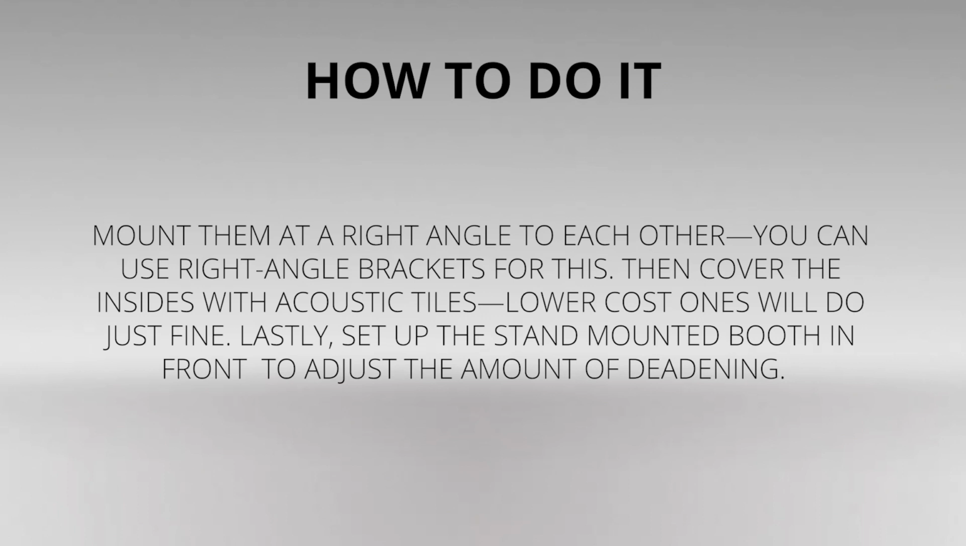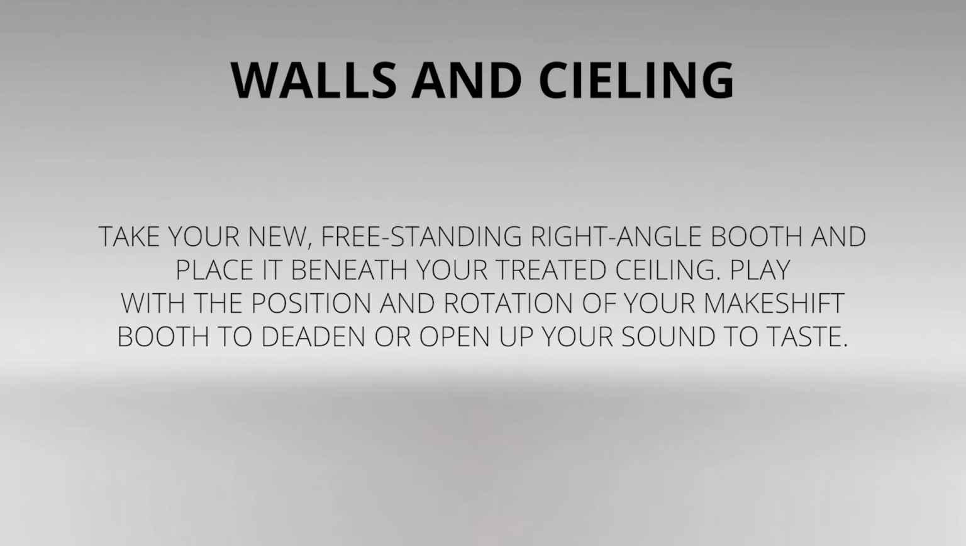Then cover the insides with acoustic tiles. Lower cost ones will do just fine. And lastly, set up the stand-mounted booth in front of your panels. Then move the booth back and forth to adjust the amount of deadening. When treating your space, consider both walls and ceilings. Take your new freestanding right angle booth and place it beneath your treated ceiling. Play with the position and rotation to deaden or open up your sound to taste.